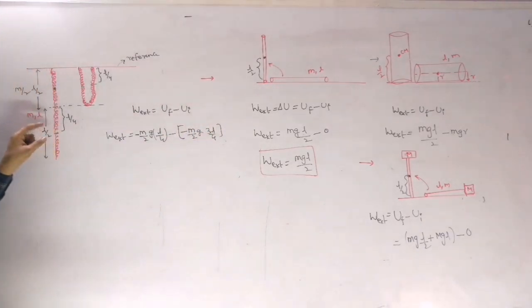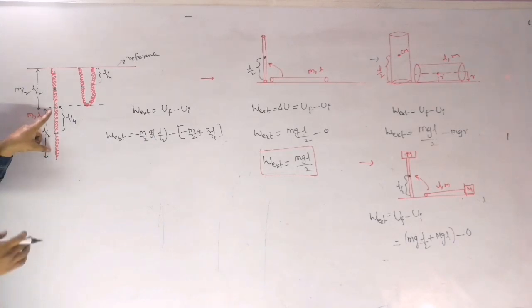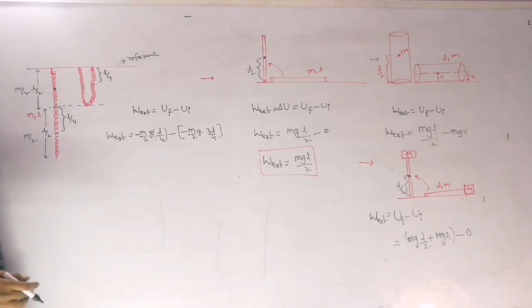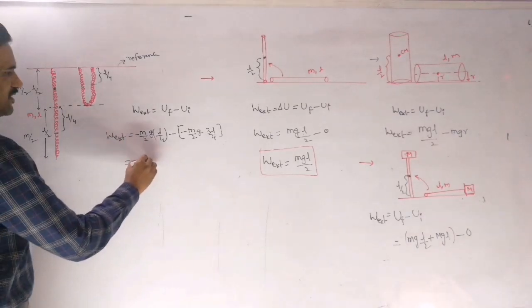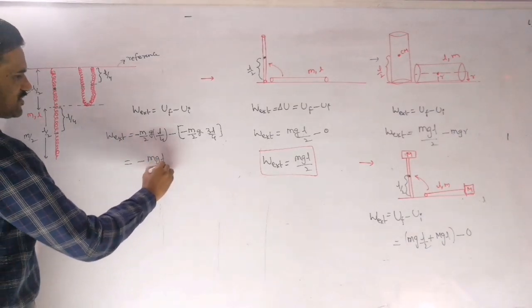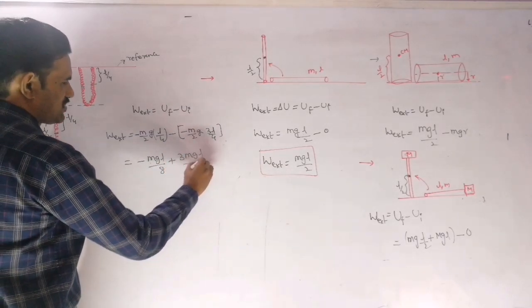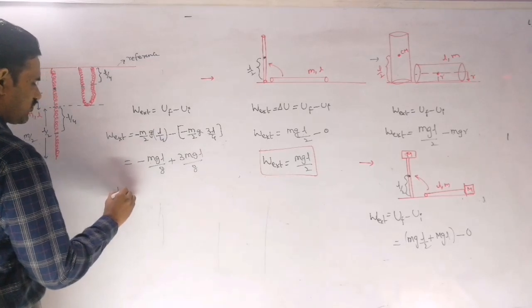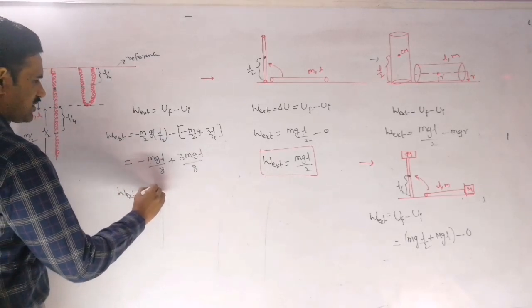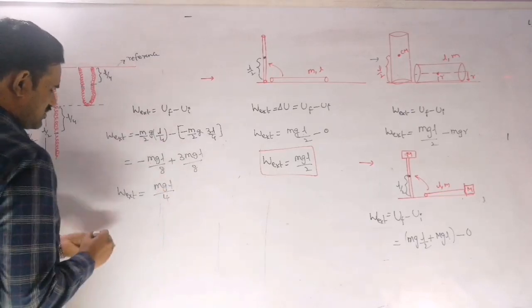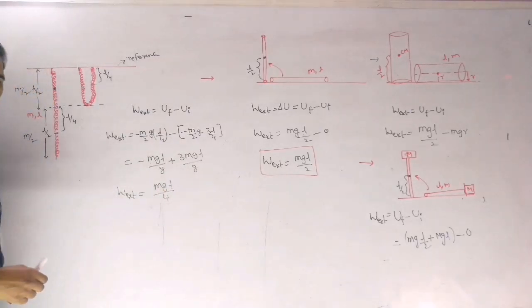So that is the initial potential energy of this part. For the other part there is no change here, so I am not writing it. Even if you write it, it will cancel. So then this value is minus mgL by 8, and minus of minus gives plus, you will get 3mgL by 8. Therefore the work done by this external agent will be mgL by 4. So that is the work done by this external agent here.